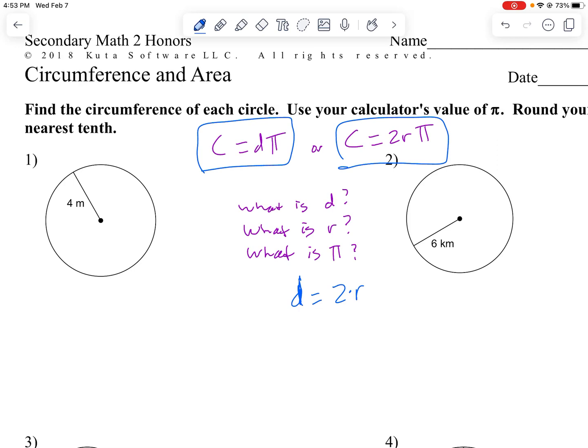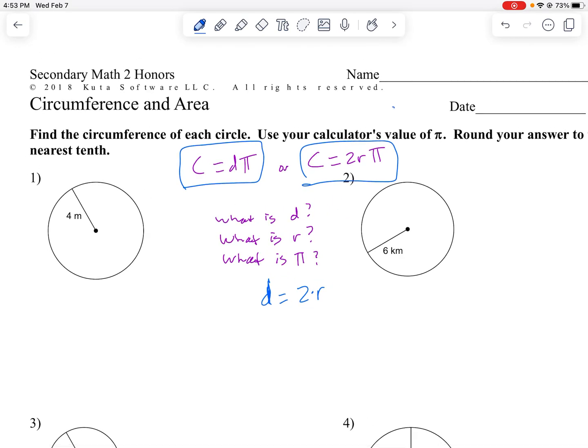And so we're going to do that. The instructions do say to use your calculator's value of pi. So don't manually type in 3.14 or 3.1415. Once you push second and then the exponent button above there, it has the pi symbol. And so we're going to use that.